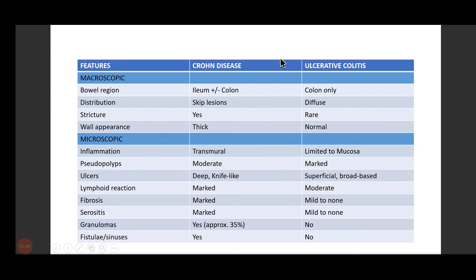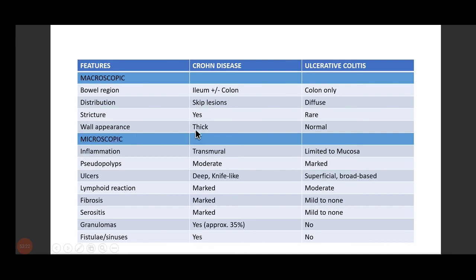So this is a table to differentiate between Crohn's disease and ulcerative colitis. This table is given in Harrison. You all can see. The bowel region: mainly any part of the GIT can be involved, but mainly ileum plus minus colon. But in ulcerative colitis, only the colon is involved. Distribution: skip lesions are there in Crohn's disease, but in ulcerative colitis, you will see diffuse involvement. Strictures are more common in Crohn's, but are rare in ulcerative colitis.